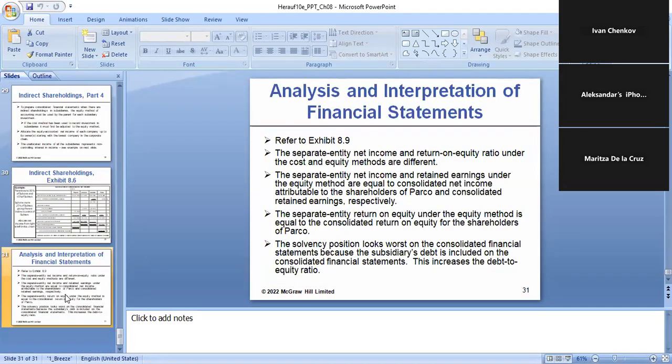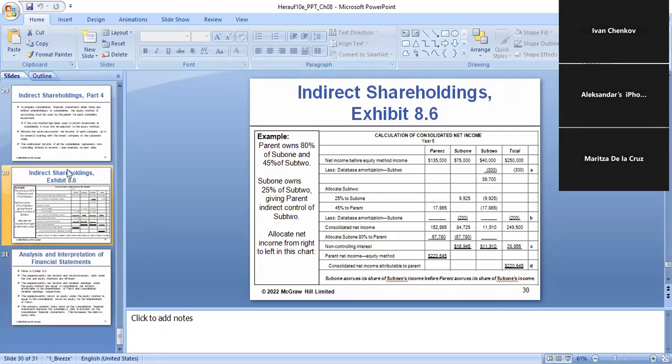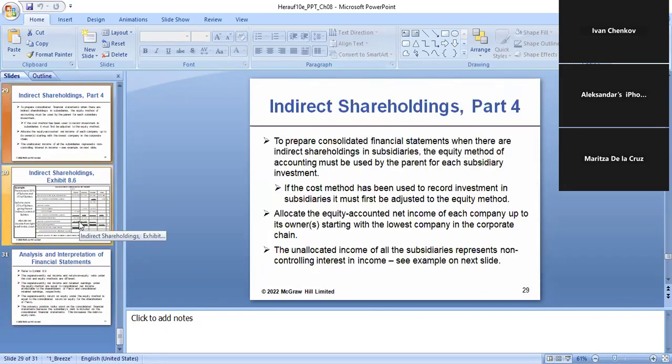So that's for the interpretation of financial statements. There will be no questions on this. And that's all about chapter 8 that I want you to know. Again, the indirect control, direct control, and indirect control, and how to calculate the percentage if you need it. That's all I want you to know here.